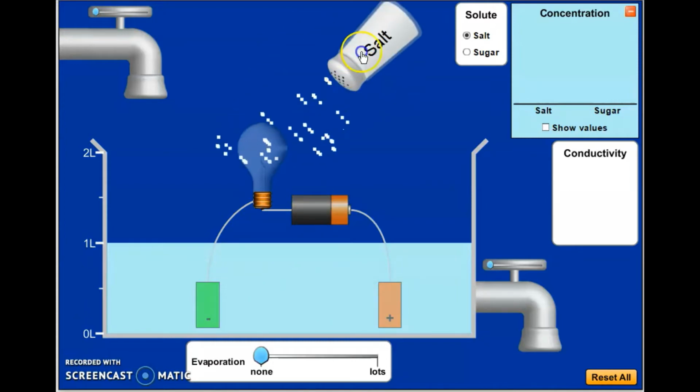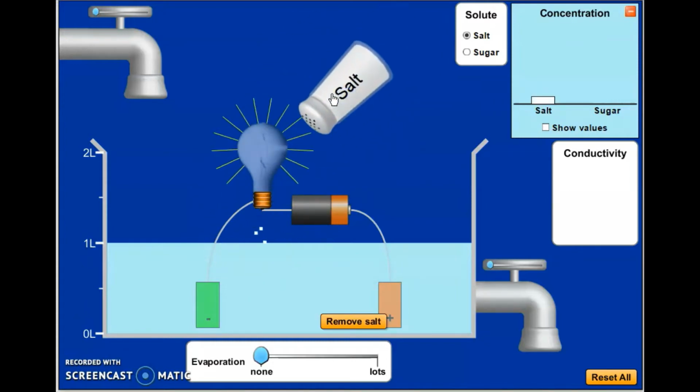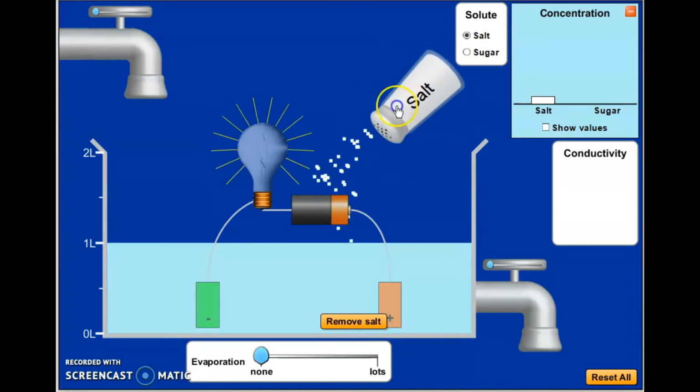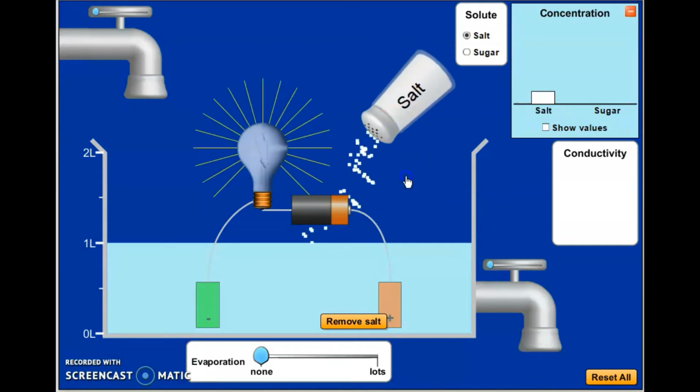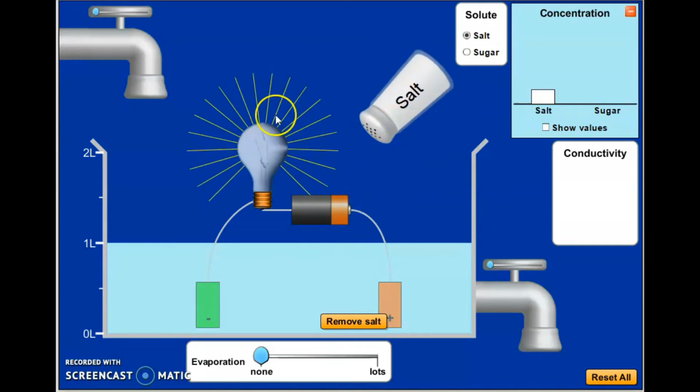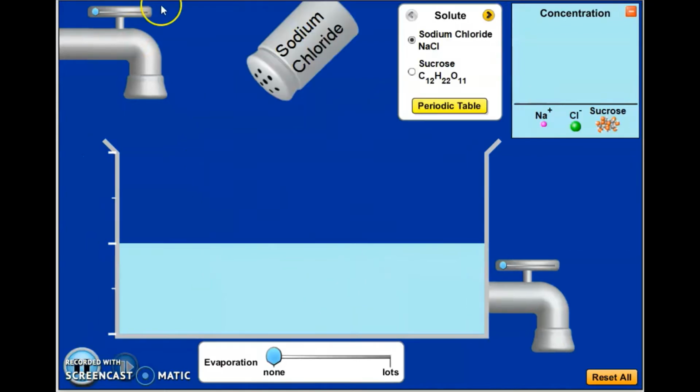I add a little bit of salt to it, like that, and you can see I'm now conducting electricity. Okay, you can clearly see that in the simulation here. If I add more salt to it, you can see that things escalate quickly here, right? So we have more conductivity of electricity. Our light bulb is brighter. So why is that? Let's look at the micro tab. Let's look at what happens at the microscopic level.